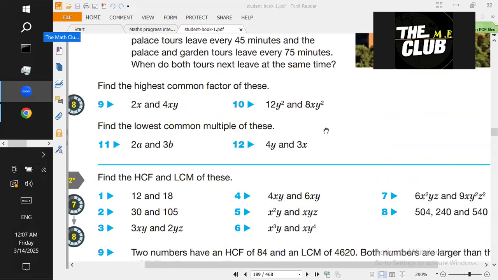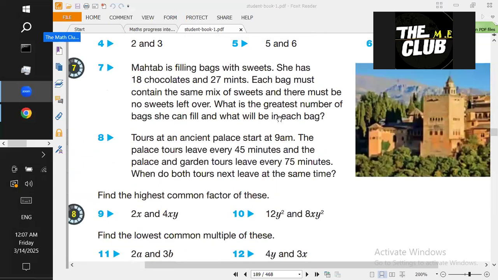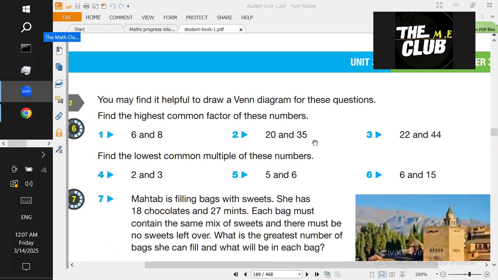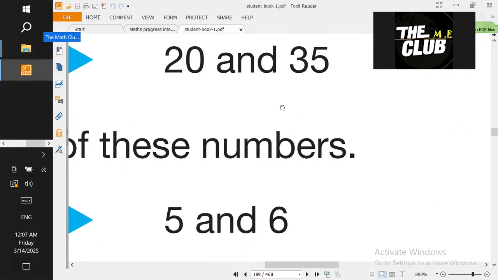Sometimes it's going to be about algebra. You'll have letters to find the highest common factor and lowest common multiple between them. First, let's answer a question that has numbers. Let's talk about this first.